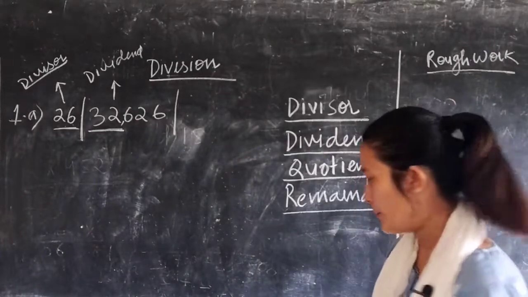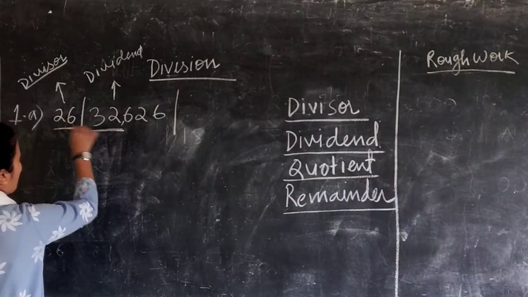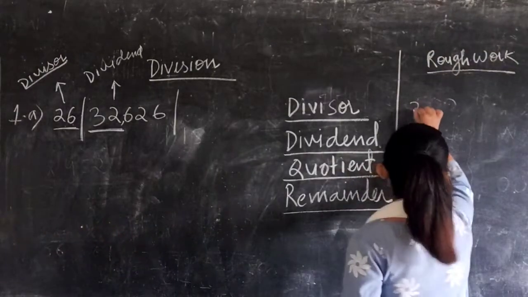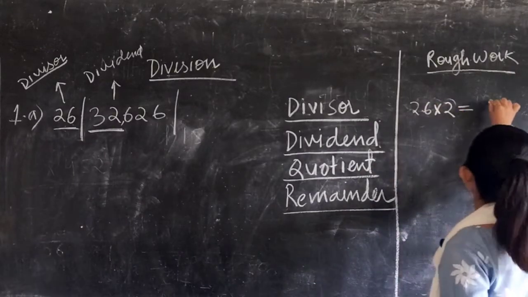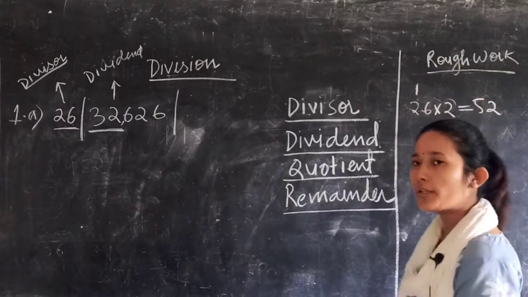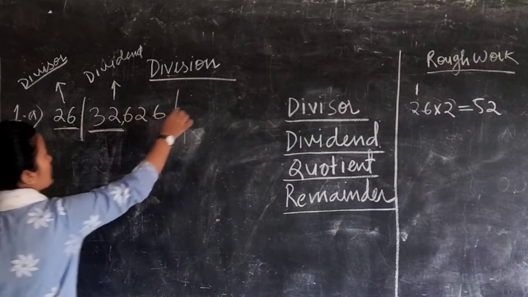Okay, I will show you how. For example, first 26, you have 26 here, and here you have 32. So obviously 26 into 2 is, what is the answer? 6 twos are 12, 1, 2 fours are 8, 1 is 5. So it is 52. So it is more than 32. So we will first carry out the division with 26.